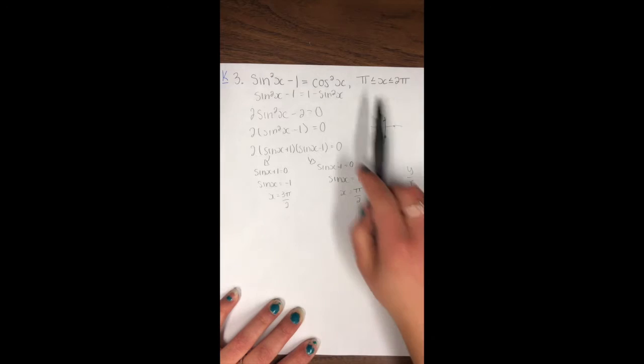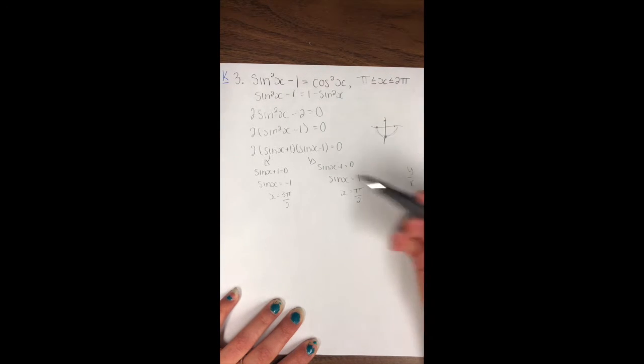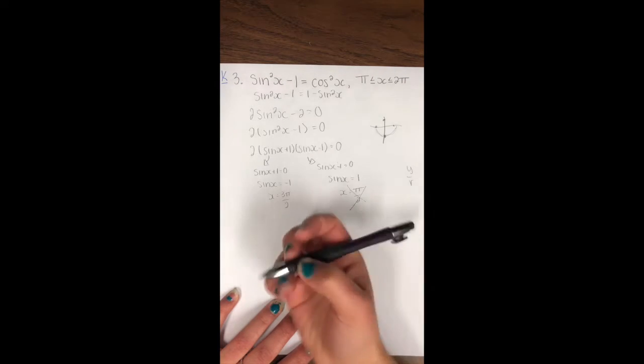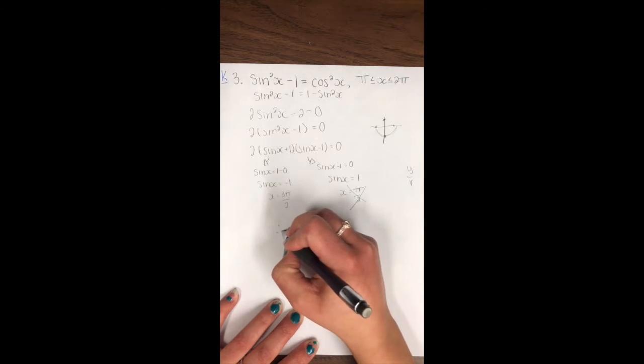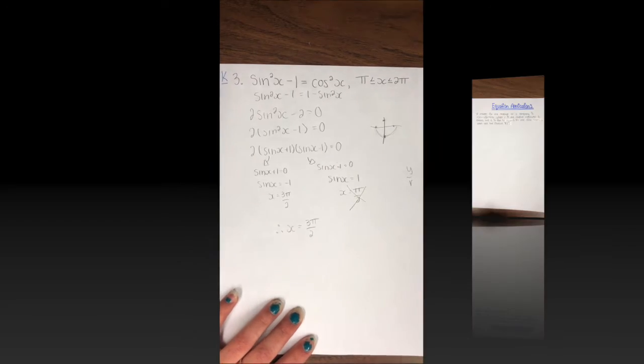And then you have to take into account the domain of what you're looking for. It has to be within pi to 2 pi, so it has to be in this half. So pi over 2 would not count because it's not in the domain. So your final answer is x equals 3 pi over 2.